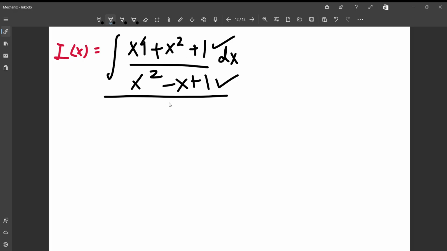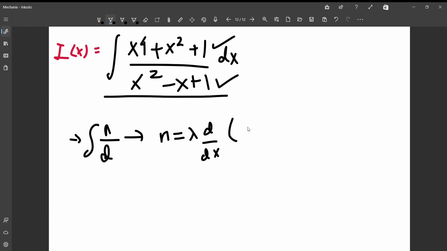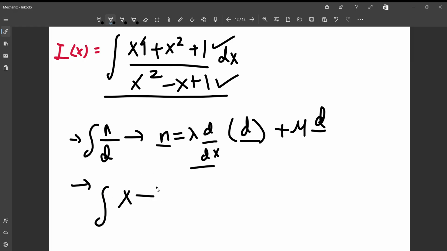One thing we already know is that if we have any term that has integral numerator over denominator, we can write the numerator as lambda times d by dx, that is the derivative of the denominator, plus mu times the denominator. So why we particularly do this is because now, let us consider one integral: x minus 1 by x squared plus 2x.